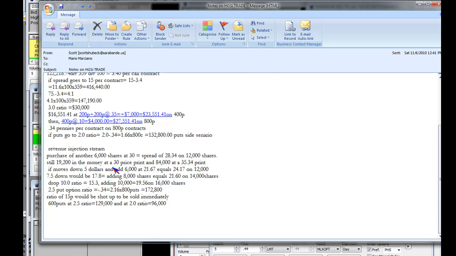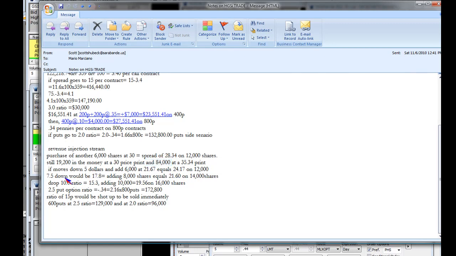Say that Genome gapped up to $30. We own 6,000 shares at 26.67. So if we bought 6,000 more shares at $30, that would give us 12,000 shares at $28.34 and still $19,200 in the money at a $30 price print. So the equity could pay $84,000 going from the share count up to 35.34. That would be where we would sell it. That would equal $84,000 profit based on adding 6,000 more shares, from 6,000 to 12,000.